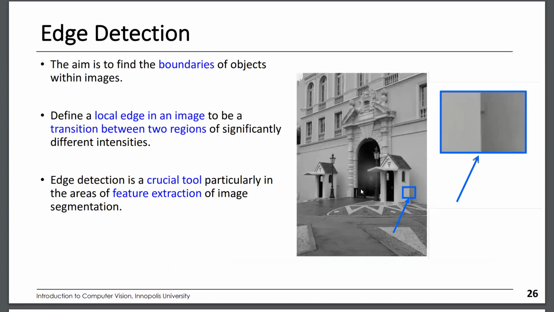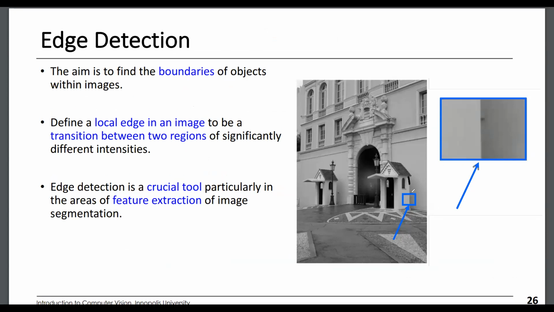Okay, so the aim of edge detection is basically to find the edges of an image, right? So basically these things. So these are the edges of this image, for example, and they are a significant change in the intensity in a small region of the image, right?